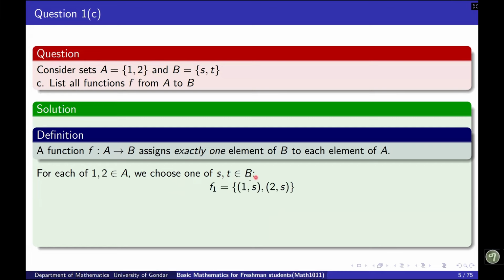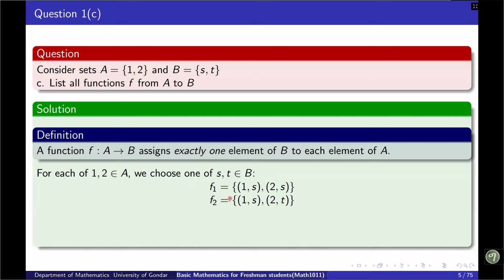So that's the first function: 1, the first element of set A, may be paired with S, and the second element, that is 2, which is an element of A, can be paired with the same element, the first element of this one, that is S. That is the first possibility. It is a function because 1 and 2 may have the same image, but there is no repetition of a domain element.